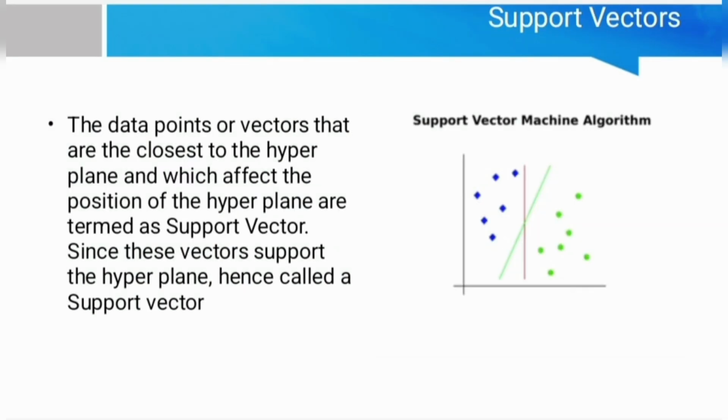Support vector. The data points or vectors that are closest to the hyperplane and which affect the position of the hyperplane are termed support vectors. Since these vectors support the hyperplane, they are called support vectors.